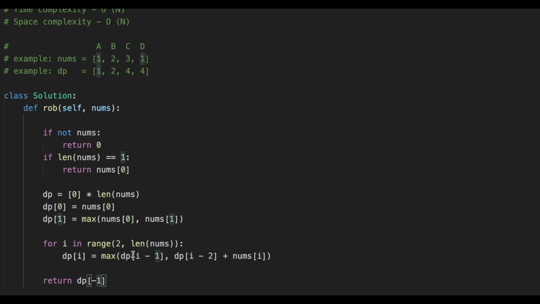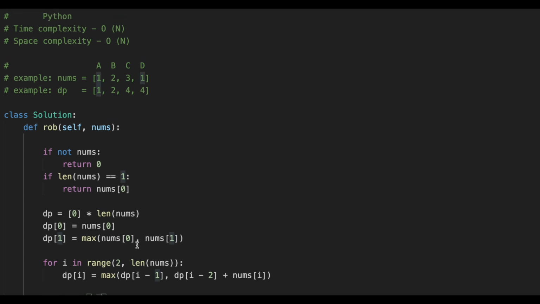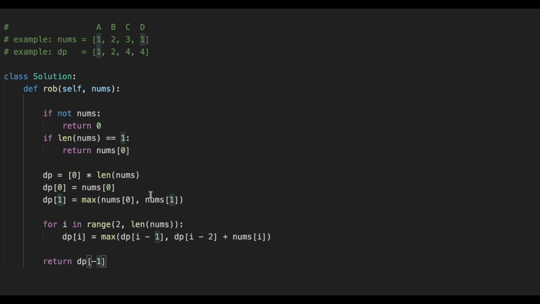So what's the time and space complexity of this solution? The time complexity is O(n), because we are going over our array only once, and the space complexity is also O(n) because we are using a DP array, which is the size of our nums.